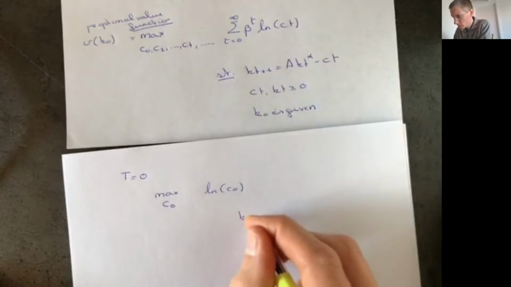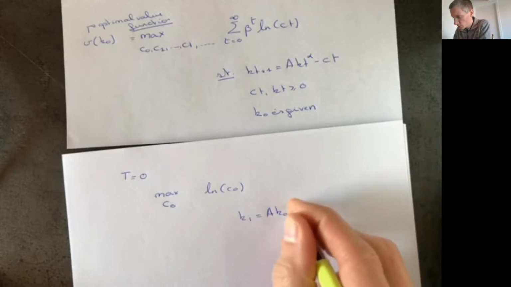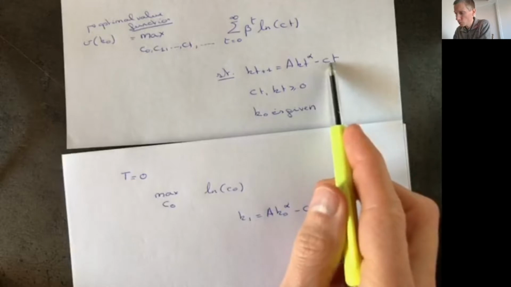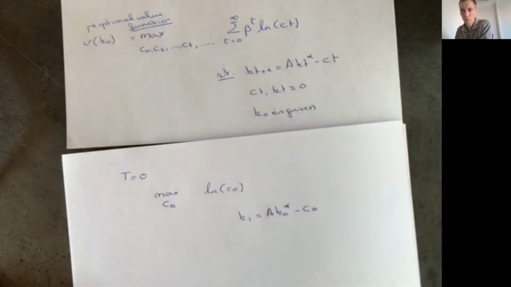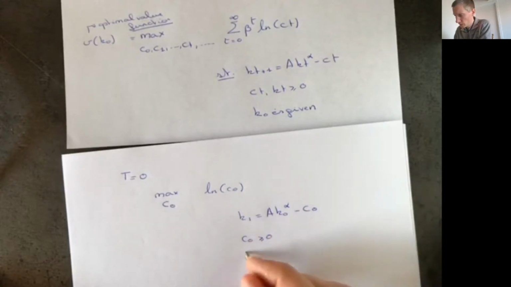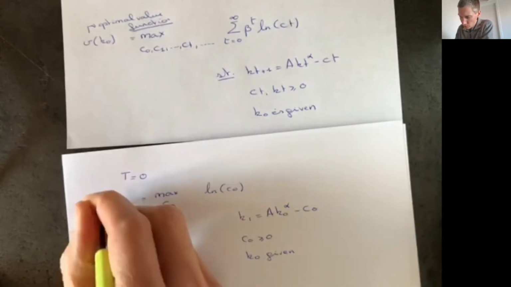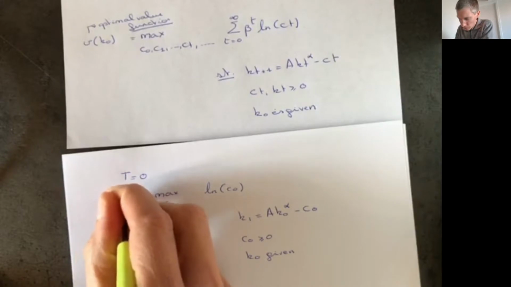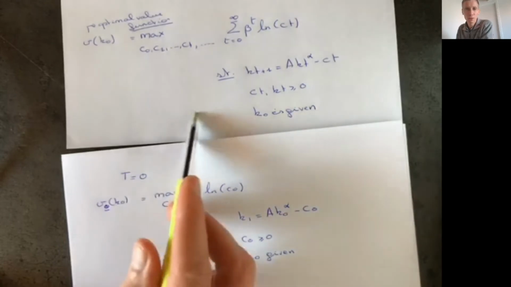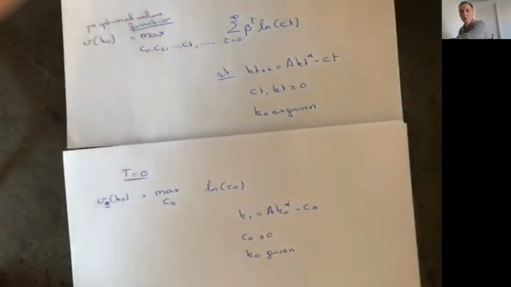Then K1 is going to be equal to a K0 to the power alpha minus C0. There's no C1, so K2, I don't care. C0 is going to be greater or equal to 0, and K0 is given. Okay, and let me call the solution here V0 of K0. Here the 0 is because this is a different problem than this one, so its time is limited to 0. Okay, and we can try to solve this problem.